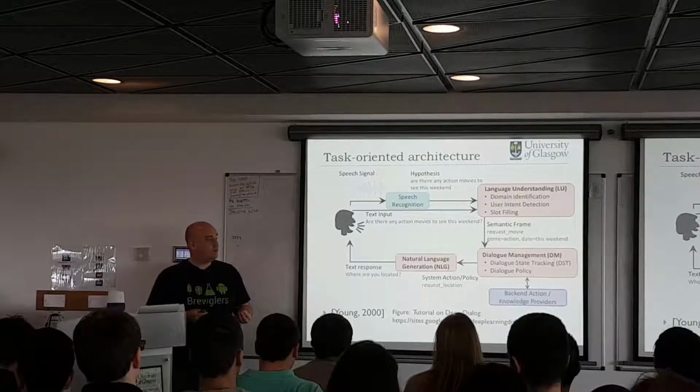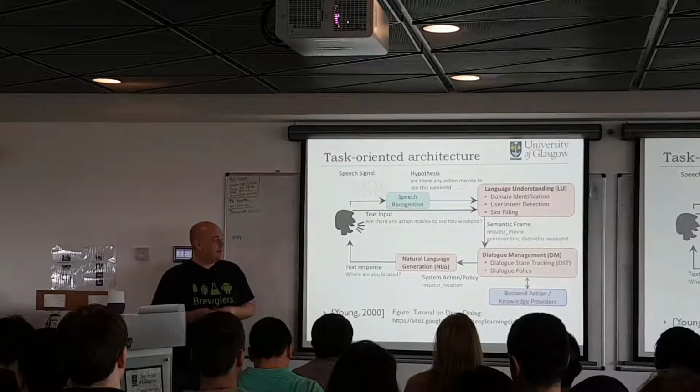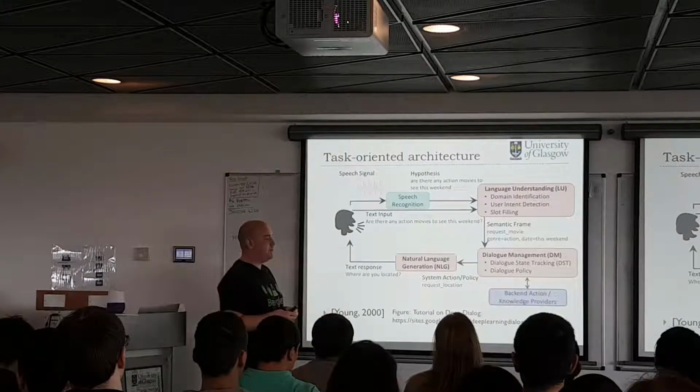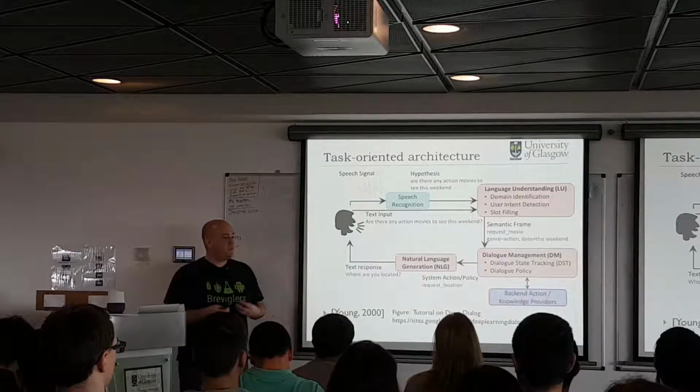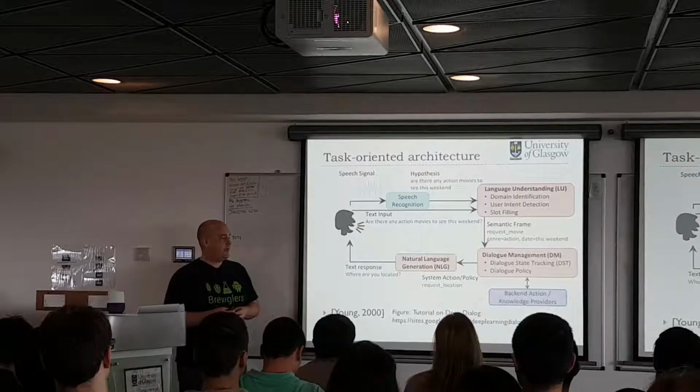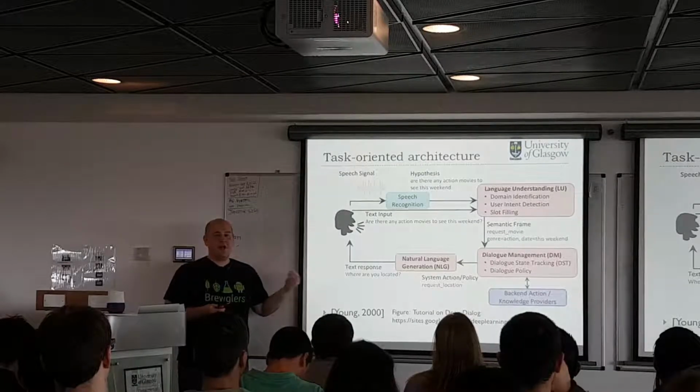What should the agent do as the next step? Additionally, the dialogue management is talking to different backend providers. Google calls this fulfillment, right? Fulfillment engines that kind of do things on your behalf.